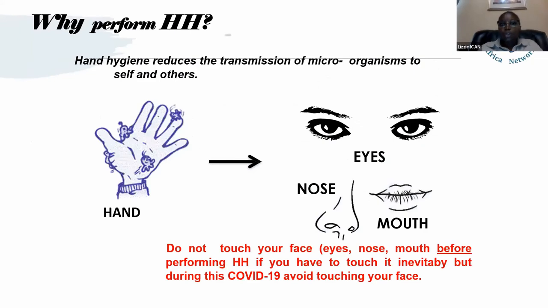And then for hand hygiene, we know that hand hygiene reduces the transmission of organisms from the hands, and especially when we are now dealing with COVID-19 or mostly the other outbreaks, we encourage healthcare workers and the community not to touch their face, that is the eyes, the nose, the mouth, before performing hand hygiene. And if it means you have to touch it inevitably during this COVID-19 pandemic, you should make sure that your hand hygiene practices are very meticulous.